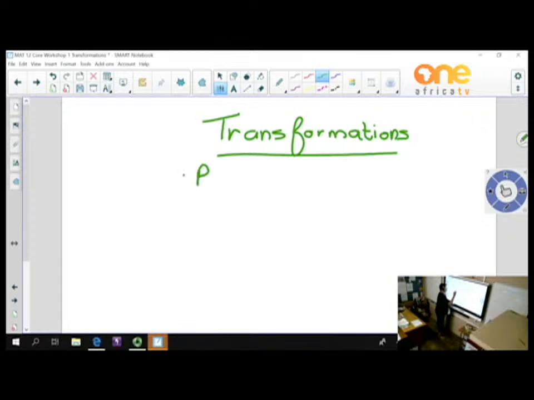So the first one is a reflection. The reflection is done over a line of symmetry. You fold it on the line of symmetry.